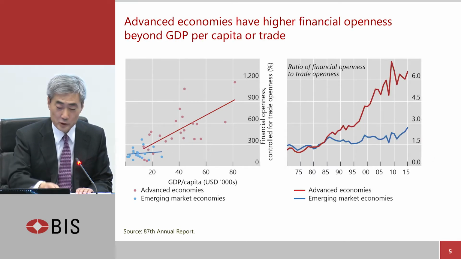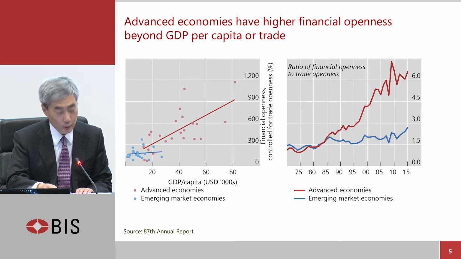When we plot the ratio of financial openness to trade openness over time, and here I refer to the right-hand panel, the advanced economies started to diverge from the emerging economies in the 1980s. And the ratio of financial openness to trade openness now stands at roughly double that of the emerging market economies.